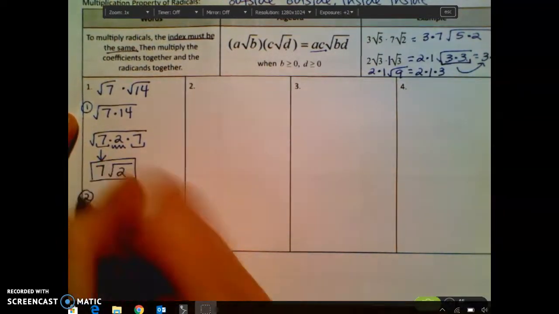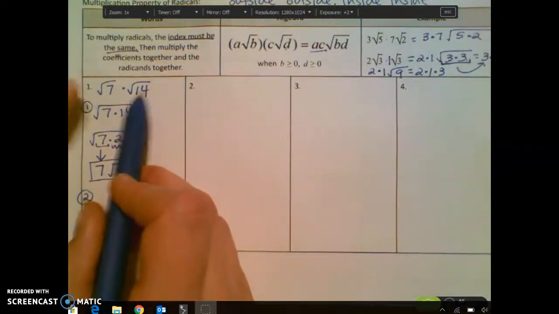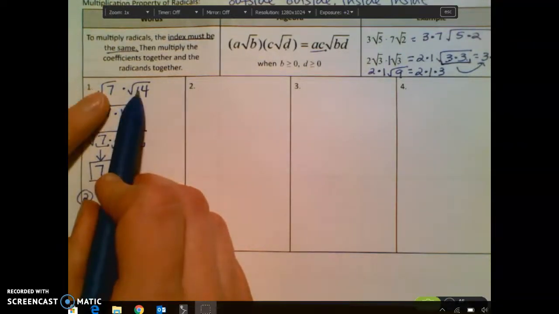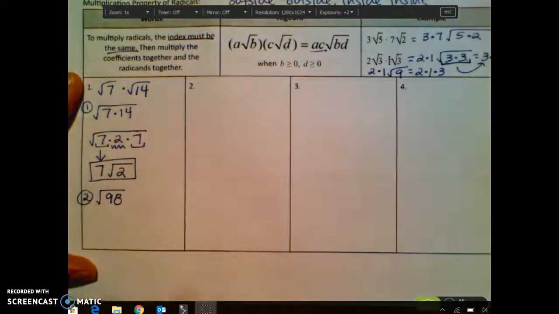Second way we can approach this. Some people like to just go ahead and multiply these numbers. So outside, outside is 1. Inside, inside, 7 times 14 is 98. So we have the square root of 98.